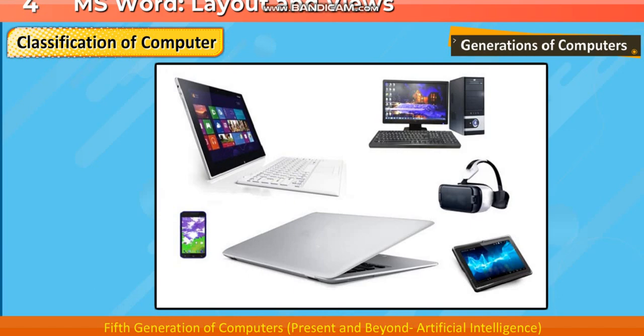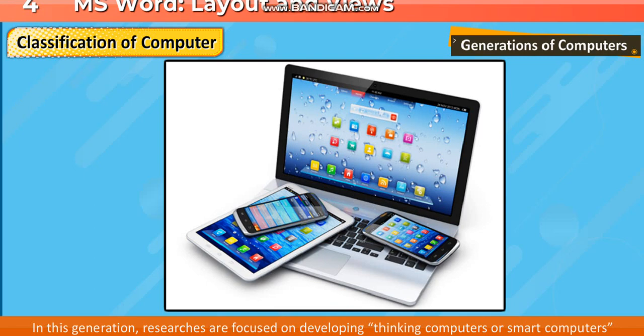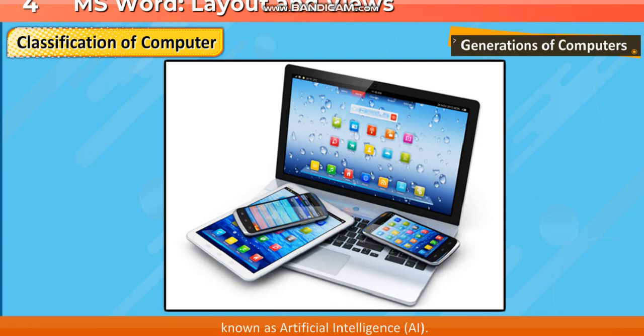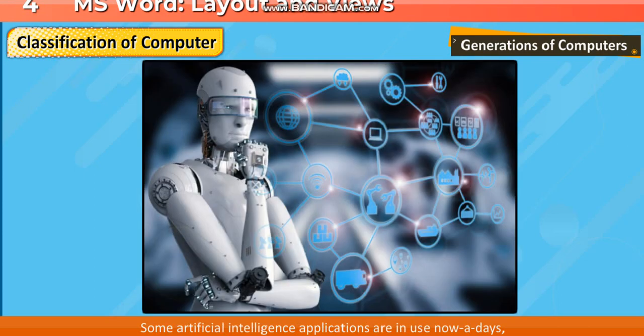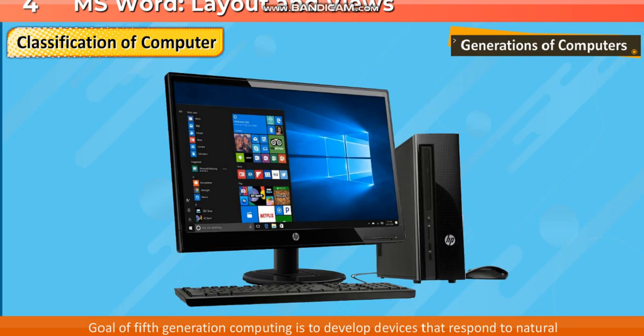Fifth generation of computers, present and beyond, artificial intelligence. In this generation, researchers are focused on developing thinking computers or smart computers known as artificial intelligence, AI. Some artificial intelligence applications are in use nowadays, such as voice or face recognition, thumb impression recognition, robots, etc. The goal of fifth generation computing is to develop devices that respond to natural language input and are capable of self-learning and self-organization.